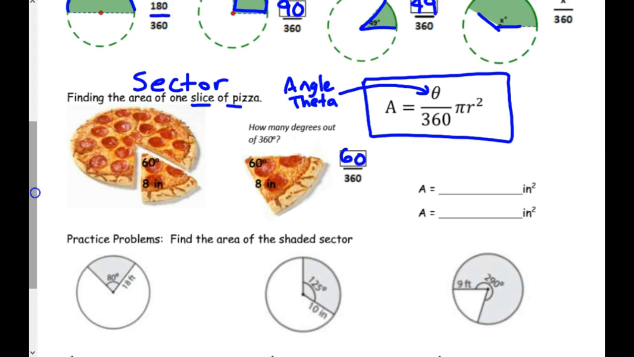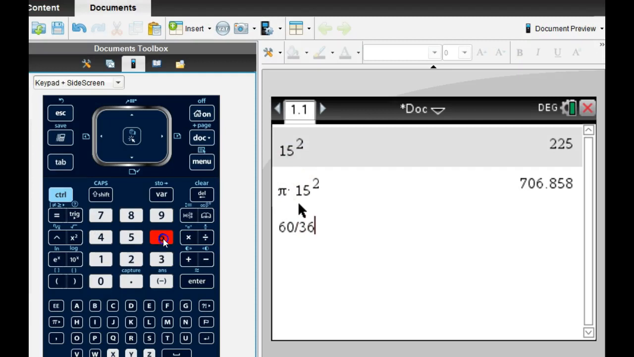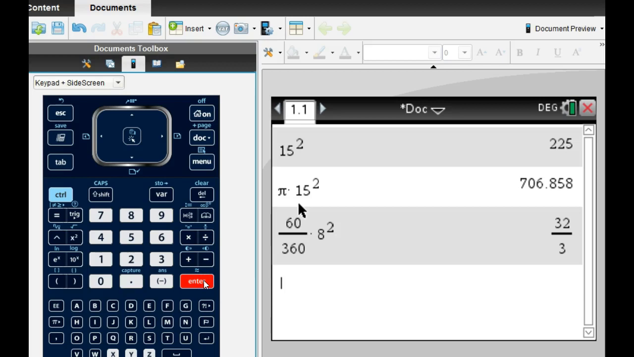All right, so next to 60 over 360, I'm going to put pi, and r squared is really going to be 8 squared. 60 over 360, pi 8 squared. Okay? Now, we just did this at the top, but for my first answer, what am I not going to type? No pi. Okay? So I'm going to type 60 divided by 360 and then times 8 squared. No pi. Let's try that. See, there's no pi here. I hit enter. Now, if I get a fraction, I'm going to leave it as that fraction, 32 over 3.